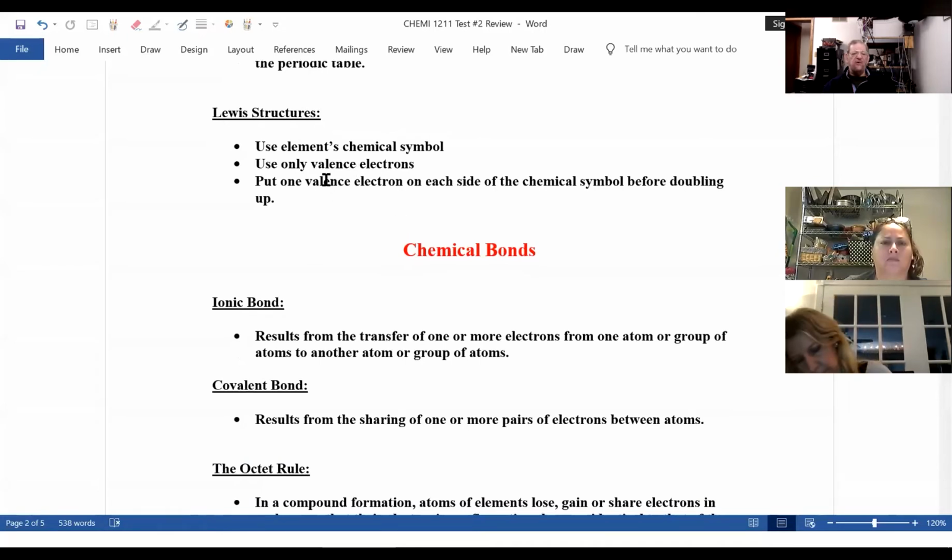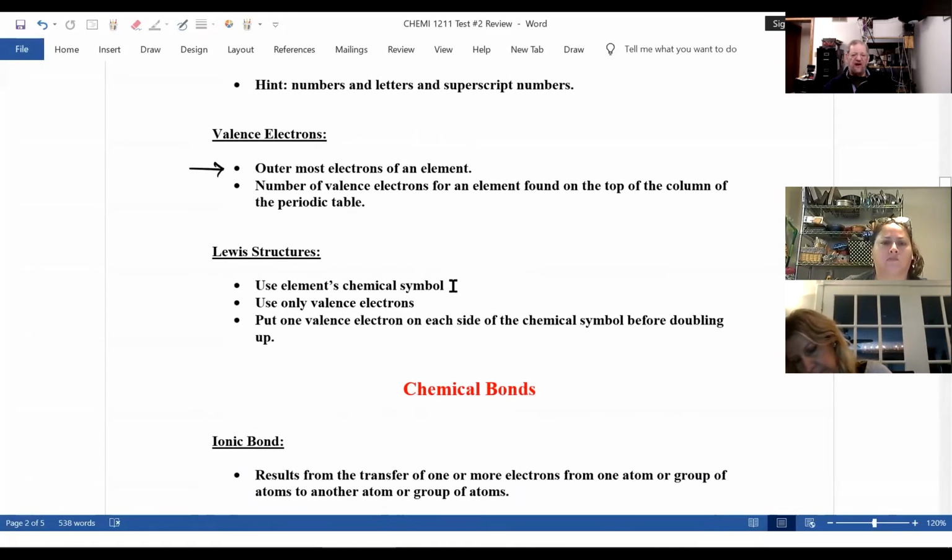And when we do Lewis structures, you write the chemical symbol, and then one dot, using only valence electrons. Common mistake, test number 2: students use all the electrons. No. For carbon, you don't use 6, you use 4. Then put one dot on each side before doubling up. So if I were to do chlorine, oh, let's do iodine. And iodine has 7 valence electrons.